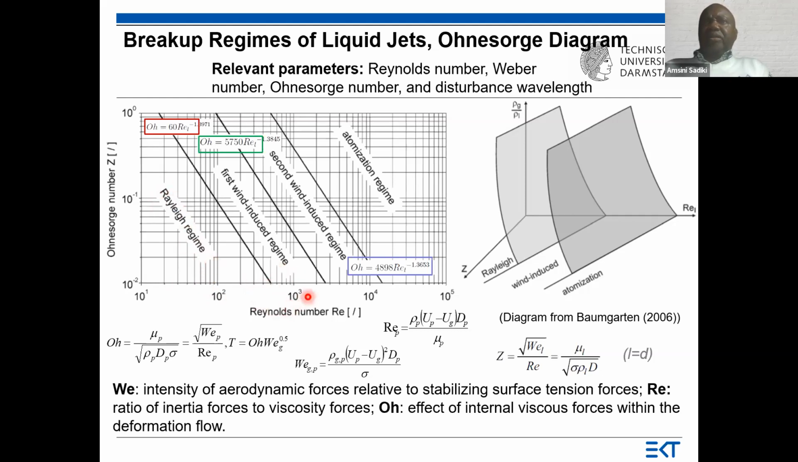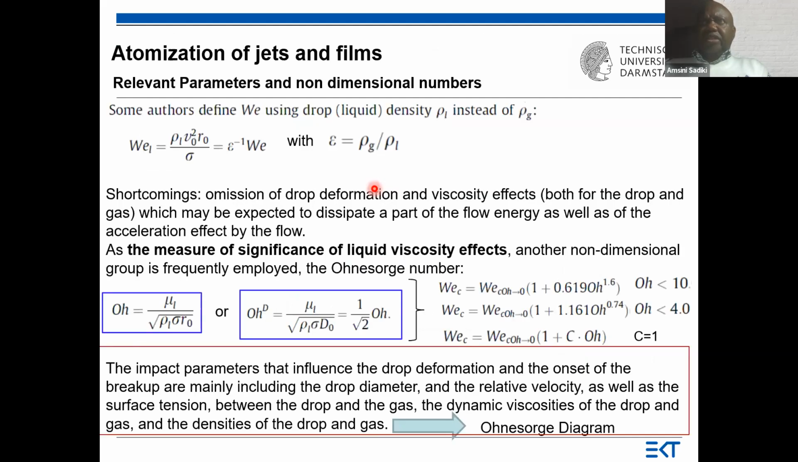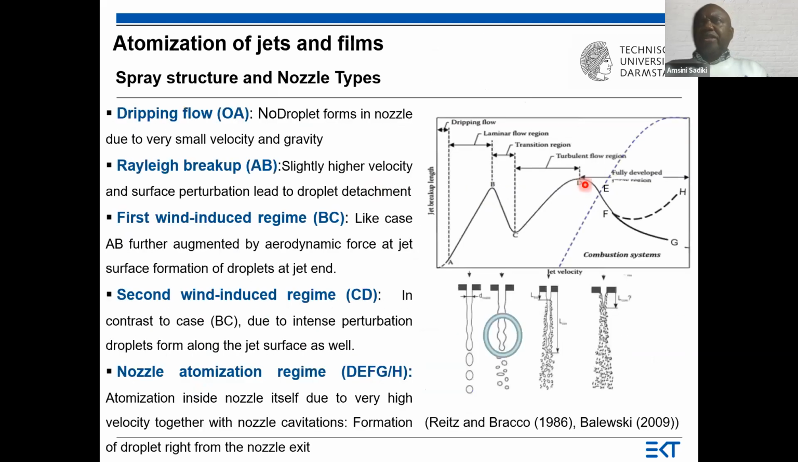And if it is higher, I mean higher velocity, we have the first wind-induced regime, and these lines here correspond to these values of the Ohnesorge number. And if the Reynolds number is higher, then we have the second wind-induced regime, where we also have generation of droplets on the jet surface. And if it is very high, we have directly the atomization regime. And that is what we try to make in a nice way as a function of non-dimensional quantities.